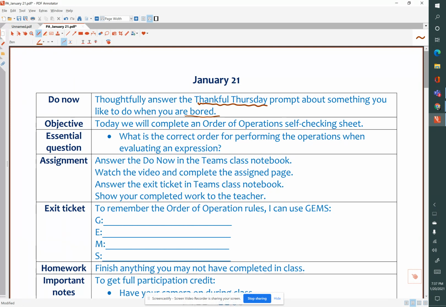So, have a thankful Thursday and think of things that you can be thankful for that you can do when you're bored. Our objective today, we're going to do an order of operations self-checking worksheet. We've been working on order of operations. We've done some pretty hard problems, but now we're going to put it together, and these are going to be a little bit easier than some of the ones we've done. And I hope you can do more of them on your own.